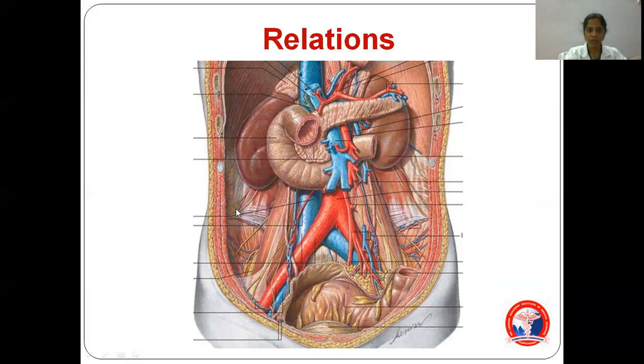Okay, and you can see here some nerves and vessels. Sorry, this nerve is the subcostal nerve. Here you can see the iliohypogastric and ilioinguinal nerves. Here you can see the blood vessels. See, they are the subcostal vessels. Okay, so that will be seen posteriorly.